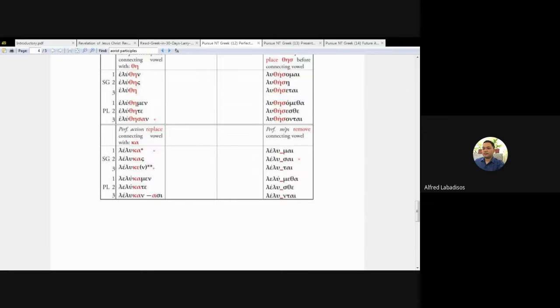Now, what about the passive? We don't have the tense identifier, but what we have is the reduplication of the consonant of the stem.